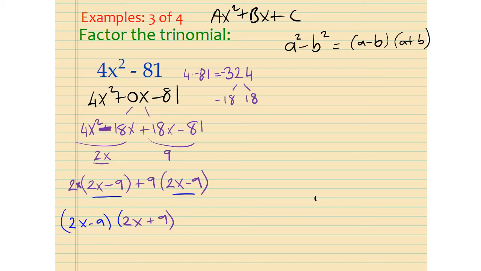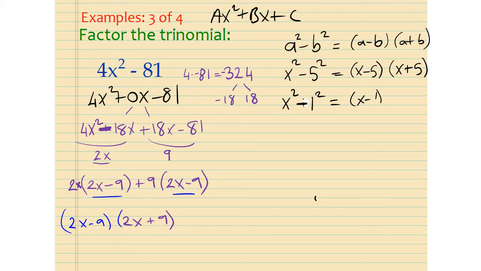For example, if I had x squared minus 5 squared, I can write this as factors of x minus 5 and x plus 5. If I were to have x squared minus 1 squared, I can write x minus 1 and x plus 1. This rule only works if you have a difference of two squares.